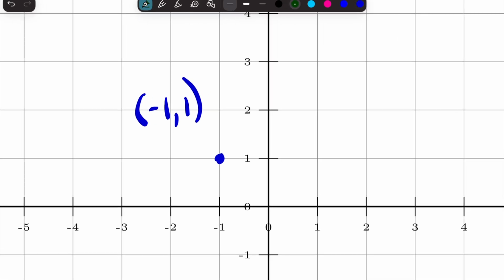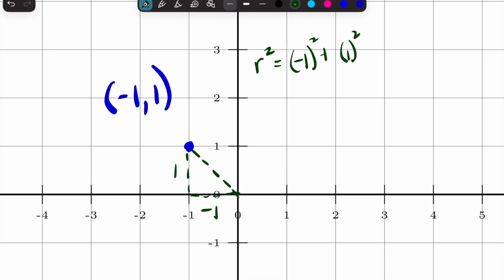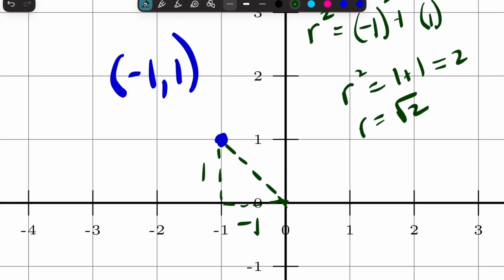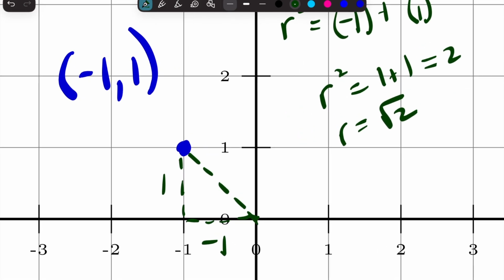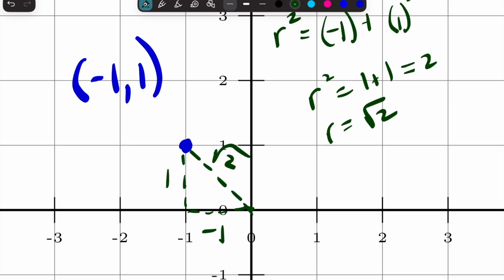So all we're going to do is take this and make a triangle. All right. Note that this is -1, this is 1. So to find r, we can say r squared is -1 squared plus 1 squared. So r squared is 1 plus 1, which is 2. So r is root 2. Okay, so that's our distance from the pole. Essentially, this distance here is root 2.